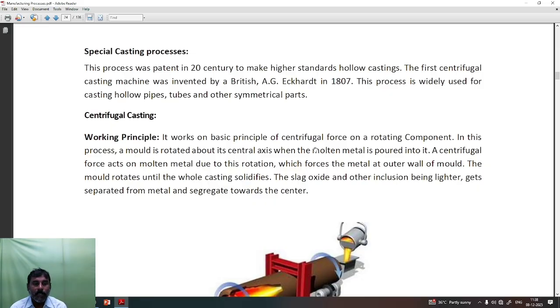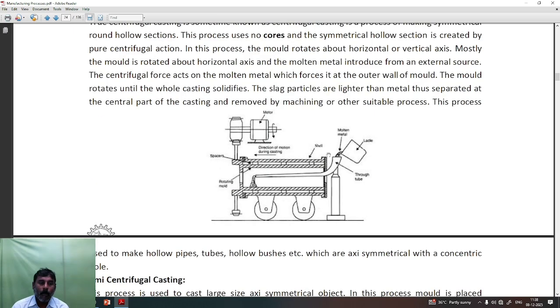In the process, a mold is rotated about its central axis. When the molten metal is poured into it, a centrifugal force acts on the molten metal due to this rotation, which forces the metal toward the outer wall of the mold. The mold rotates until the casting solidifies. The slag, oxides and other inclusions, being lighter, get separated from the metal and segregate toward the center.